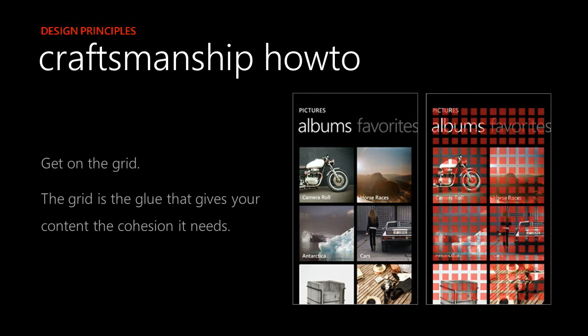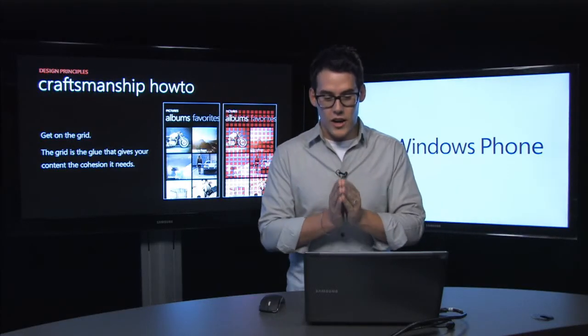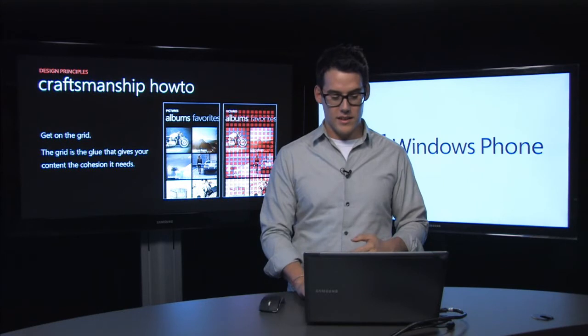Here's a couple of craftsmanship's how-to. One, I mentioned the grid earlier in the design presentation. Get on the grid. The grid is the glue that gives your content the cohesion it needs. So it lays it out, and it is by far the easiest way to create order, which feels like simplicity to the user.